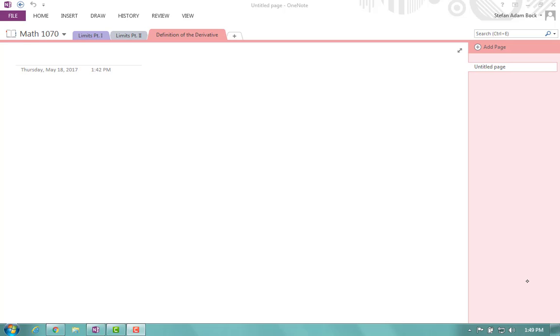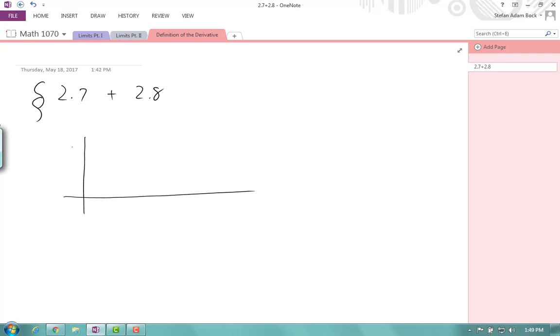Today we're going to be talking about the definition of the derivative. This is sections 2.7 and 2.8 together. So the idea behind getting a derivative is we want an instantaneous rate of change. Now an average rate of change is fairly easy to find.